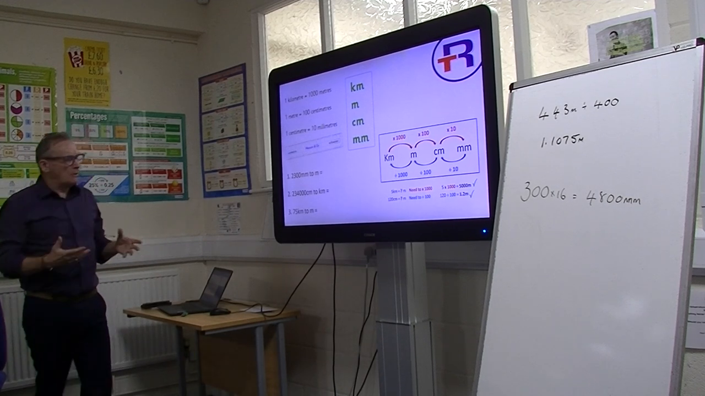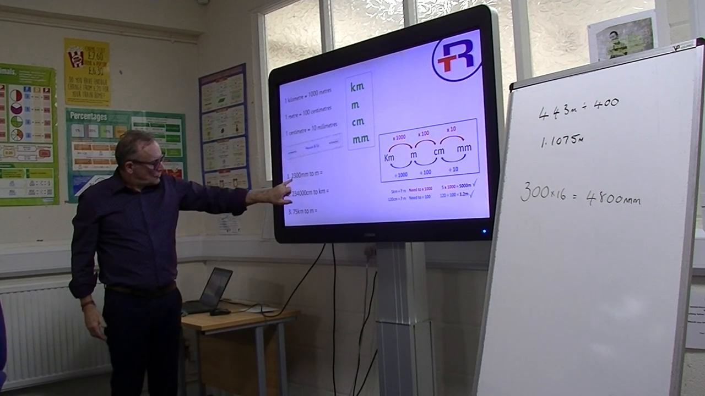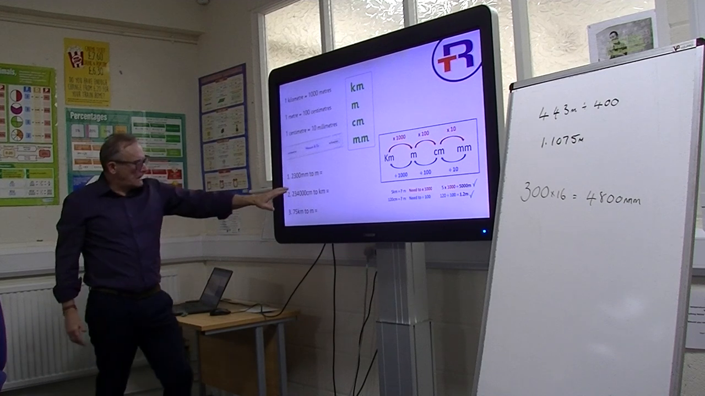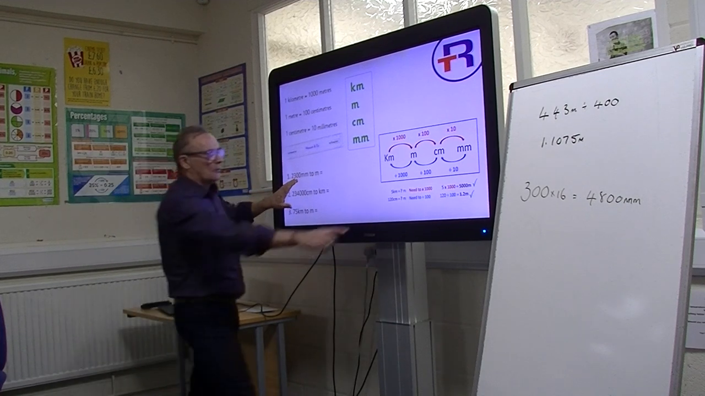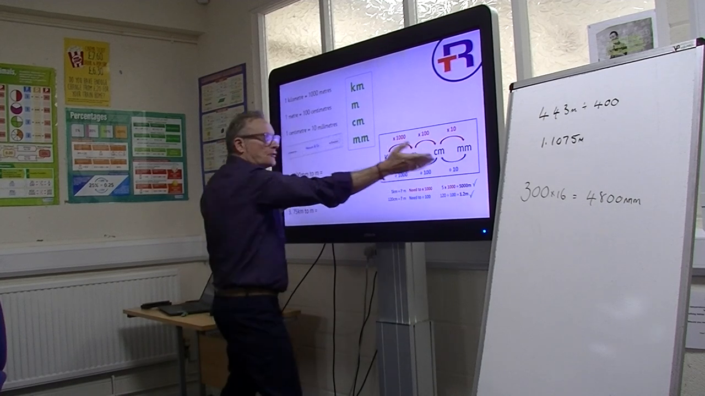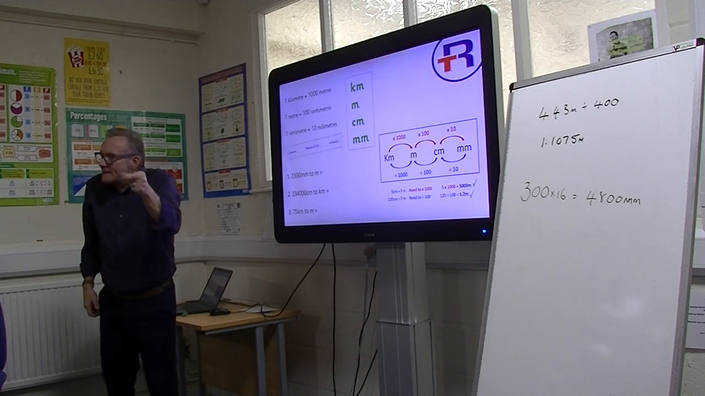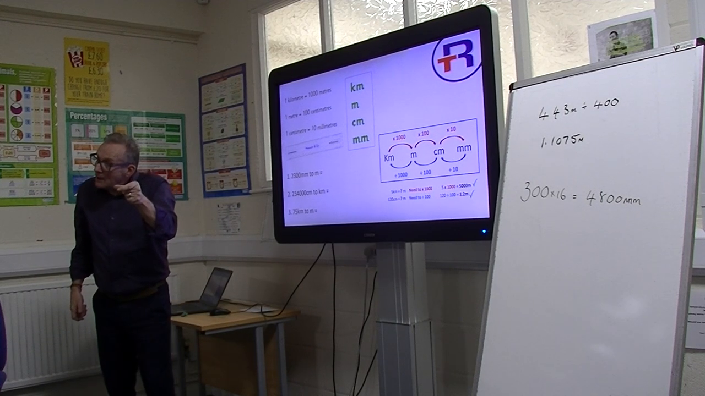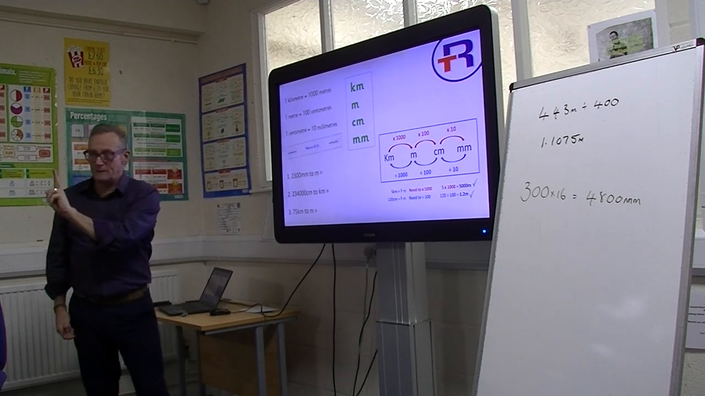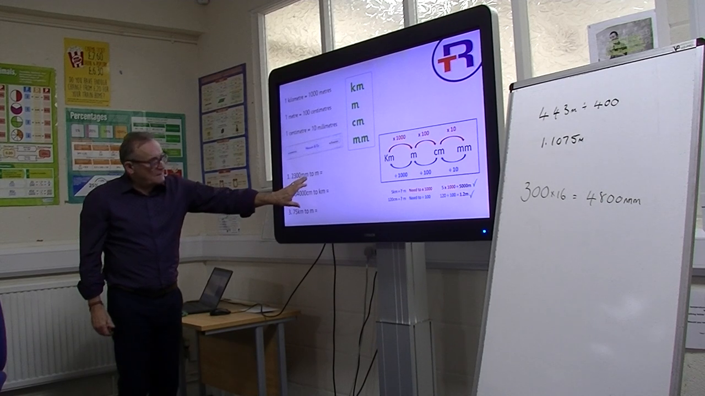So for example, if you've got 2,300 millimetres and you want to convert to metres, instead of doing one big jump from millimetres to metres, you do it in 2 steps. You first convert it to the next size unit, which is centimetres, and then you convert from centimetres to metres. You do it in 2 steps. So 2,300 millimetres to metres.